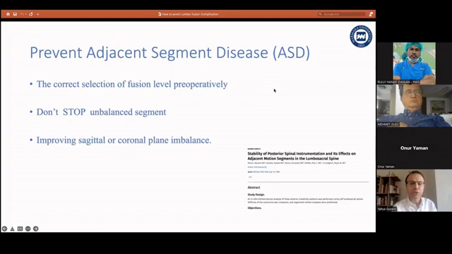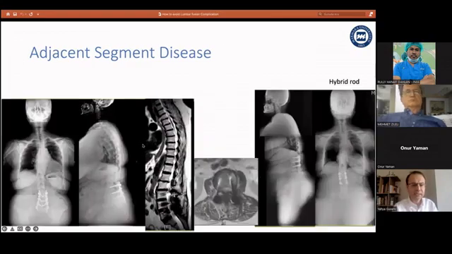The other complication is adjacent segment disease, and the prevention is correct selection of the fusion level. These are prevention techniques. The correct selection of fusion level is very important. Don't stop at an unbalanced segment, and improve sagittal or coronal plane imbalance. For example, this patient has adjacent segment disease here. There is a fusion. We accepted this patient, removed all of the screws, and added new screws. We made decompression here. But the important thing is that here there is a degenerative segment and minimal listhesis. So we add the instrument here like that, and we use a hybrid route to prevent new adjacent segment disease in the future.